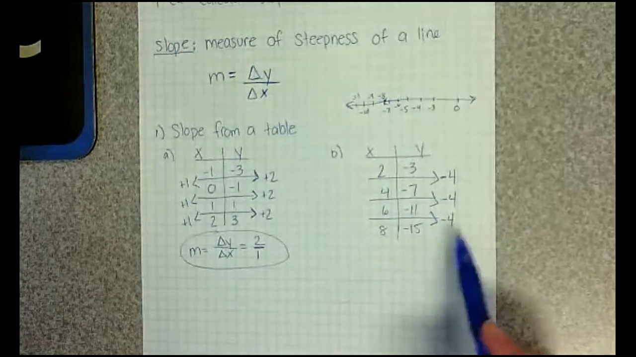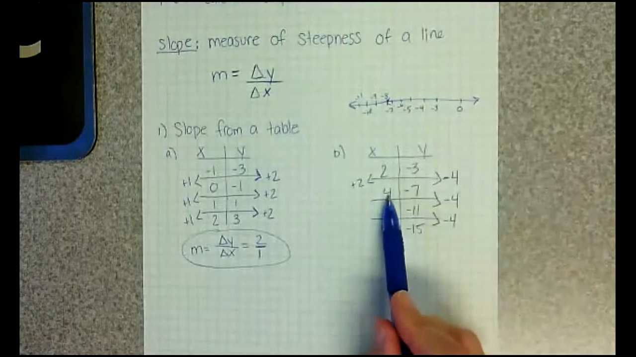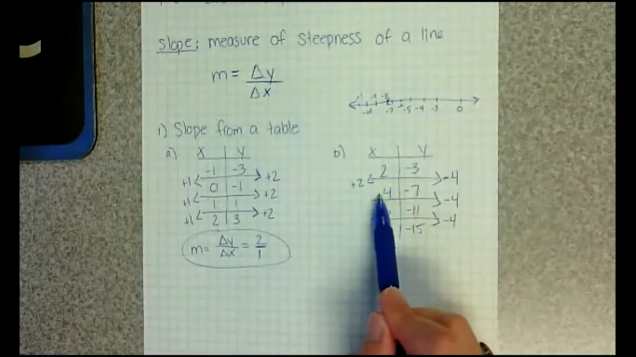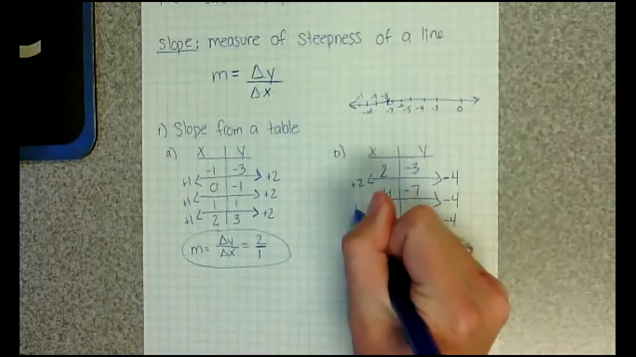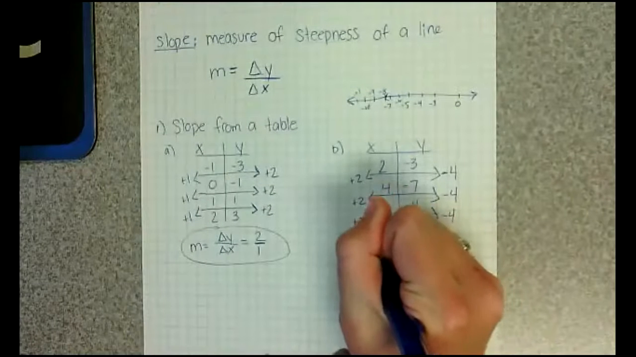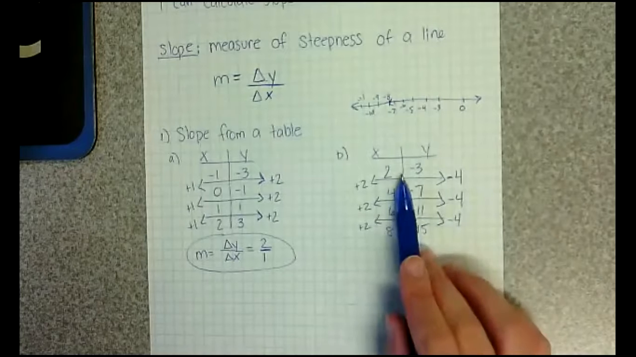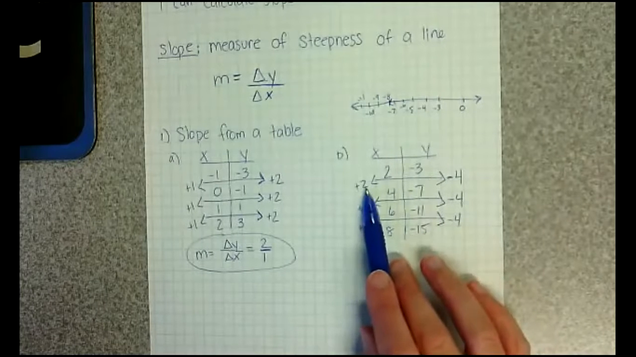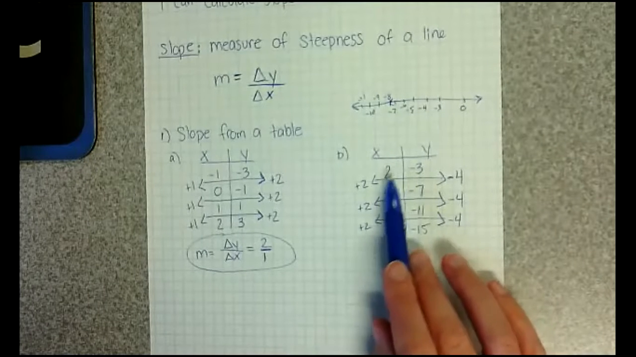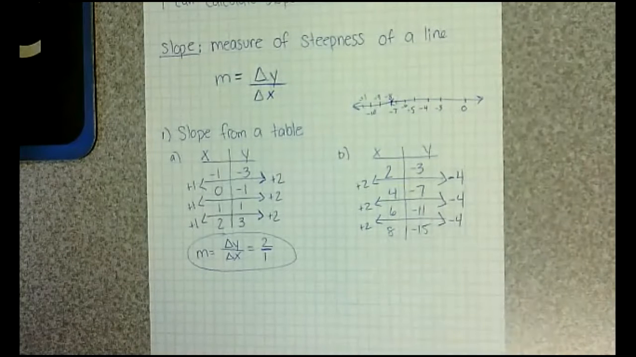Okay, so we're finding the change in y. We also want to find the change in x. So 2 to 4, that's going up by 2. 4 to 6 is up by 2. 6 to 8 is up by 2. So I'm just giving you these numbers, Jonathan, okay? I'm giving you this table, and we're just figuring out what the change is.